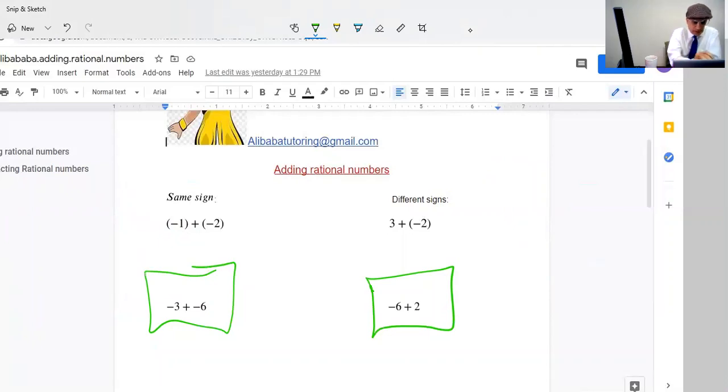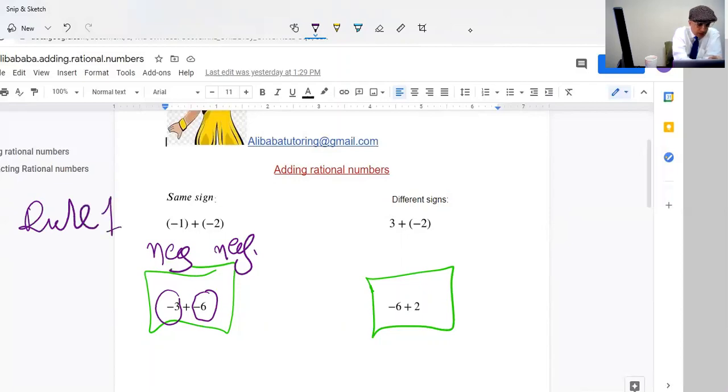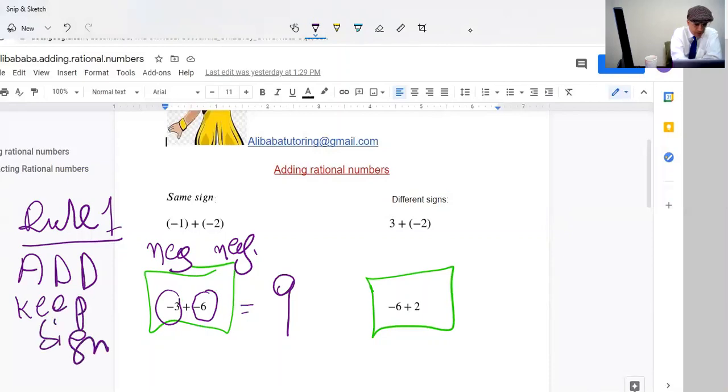Okay, that was 30 seconds, 1 minute, 5 minutes. All right, so I'm going to look here, the first question. The 3 to the left is negative. The 6 immediately to the left is also negative. So these two have the same sign, so I call on rule 1 that says to add them. Okay, so 3 plus 6 is 9, and it says keep the sign. So it's negative 9, okay? So that's for same sign.